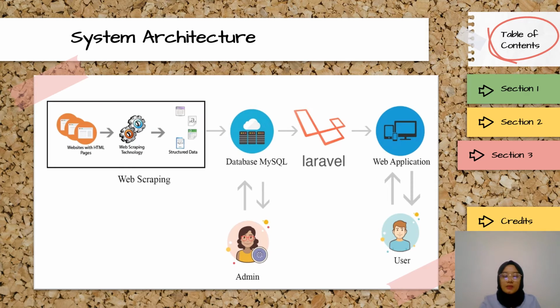This is the system architecture for this project. This illustration above shows the overall system architecture. The system needs web scraping software, which is Node.js and Puppeteer, to extract data from multiple websites of the organizer into one page. Extracted data will be stored in the MySQL database. Laravel framework is the back-end and also the front-end of the system.